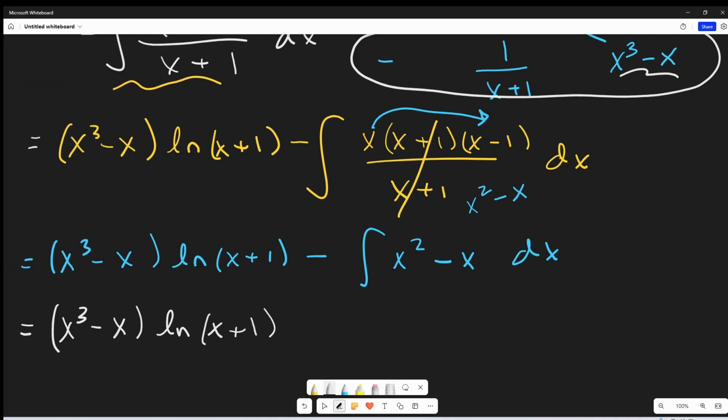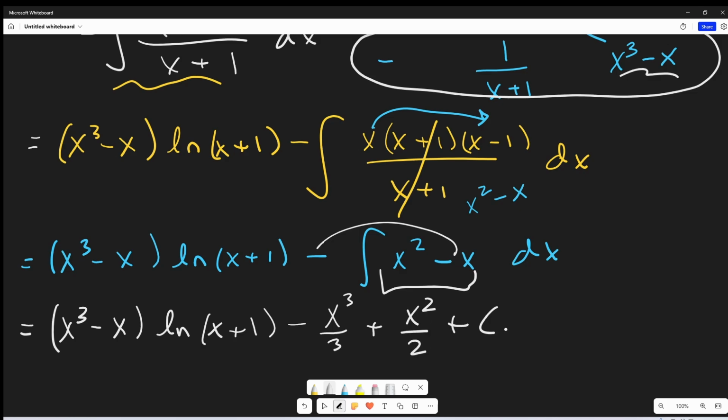Okay, now for our last step, all we need to do is just integrate this thing here, but this is just going to be power rule. So the integral of x squared is going to give me minus x cubed over 3. And then distributing in minus to minus is going to give me a plus x. So we're integrating plus x, so this is going to become plus x squared over 2. I'll put a plus c on there at the end, and that's it.